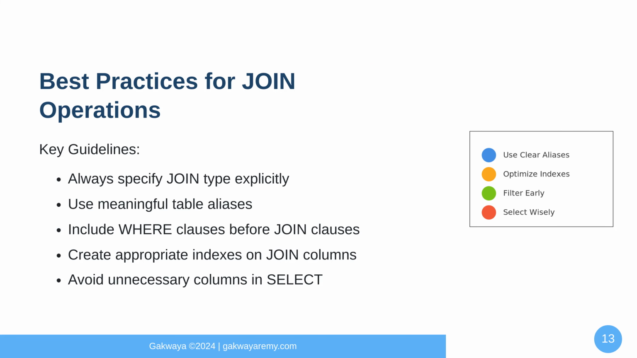These best practices are crucial for writing maintainable and efficient join operations. When working with joins, think of yourself as an architect designing a pipeline. Every decision impacts performance. Using clear aliases makes your code more readable. Proper indexing can dramatically improve performance. Filtering early reduces the data volume you're working with. And selecting only necessary columns helps optimize memory usage. These aren't just guidelines, they're the difference between a query that runs in seconds versus minutes.